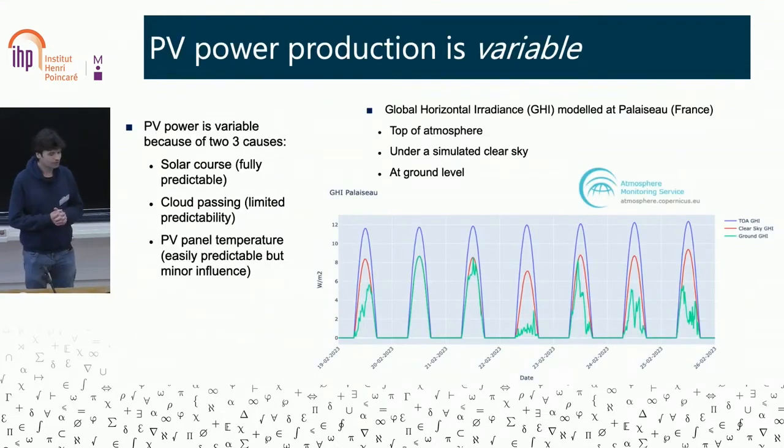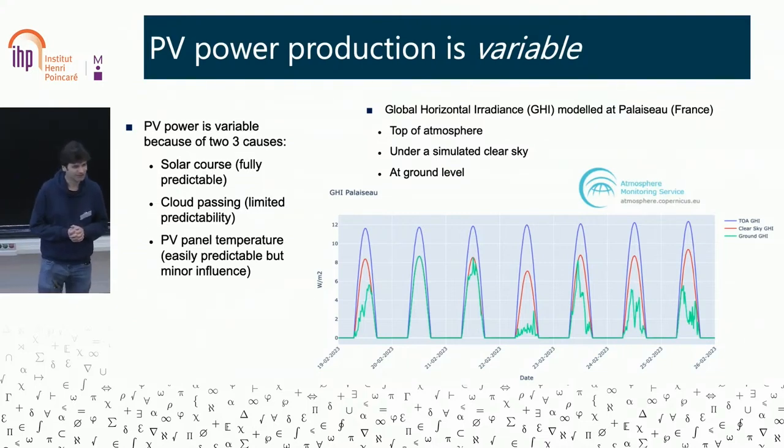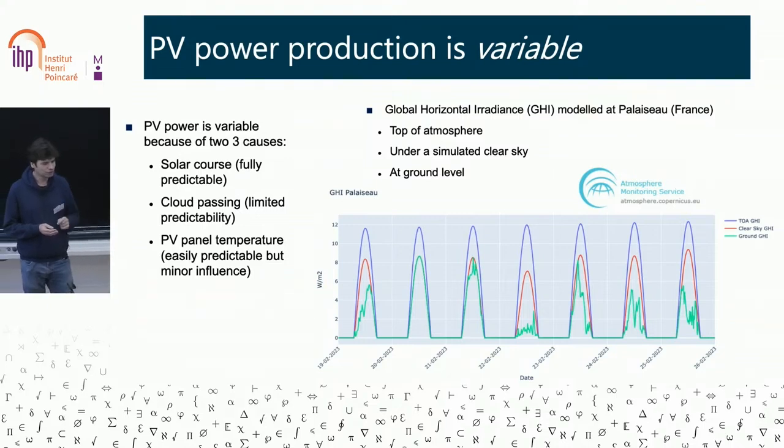But the most important thing to know is PV power production is variable. If someone wants to say intermittent, I would say no, it's variable. It's intermittent at the scale of a night and day. But as you see in the curve, during a day, it's not intermittent, it's variable. You can see here on the three curves, the three causes of variability.